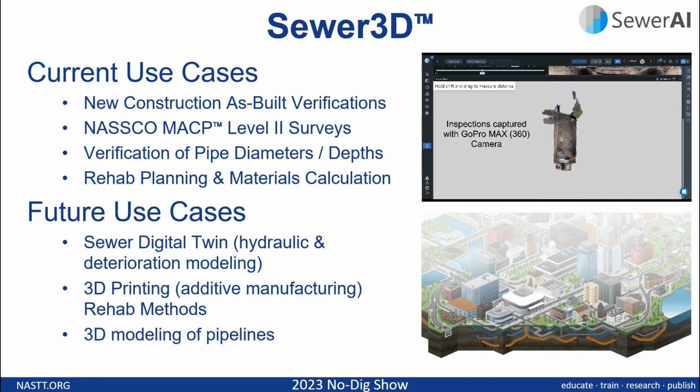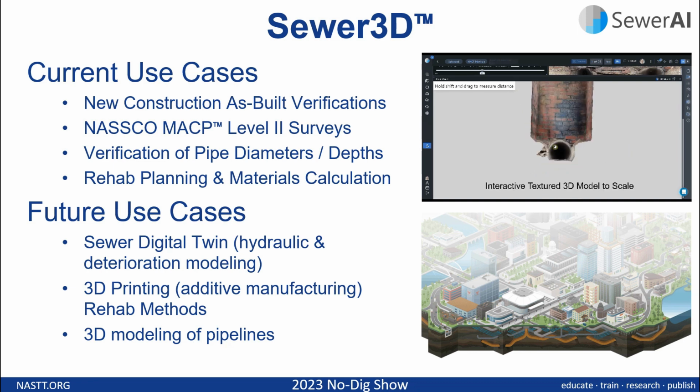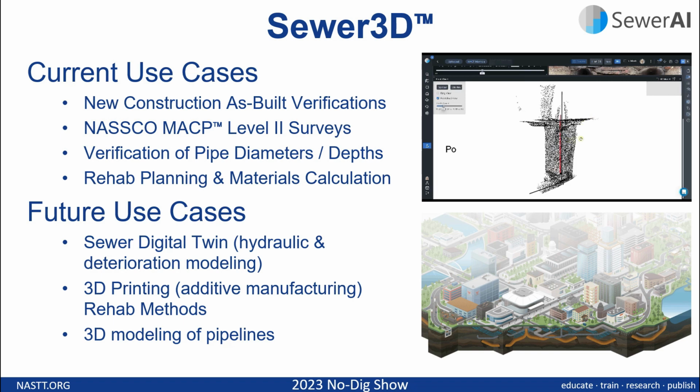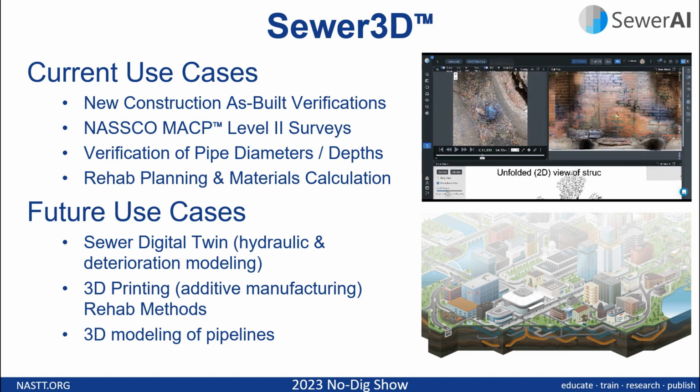In summary, reviewing the various use cases for Sewer3D, you have, of course, new construction, verifying the as-builts with what's been installed in the ground. We've already discussed the ability to conduct NASCO MACP Level 2 assessments and determine structural and O&M index ratings, as well as metrics around likelihood of failure. Also, for lining companies or other construction activities, you have verification of diameter of pipes and depths of pipes in the sewer system. Also, from a GIS accuracy standpoint, that can be valuable.